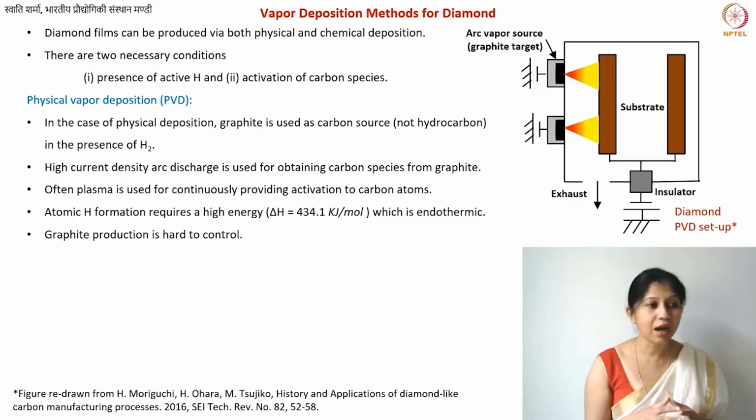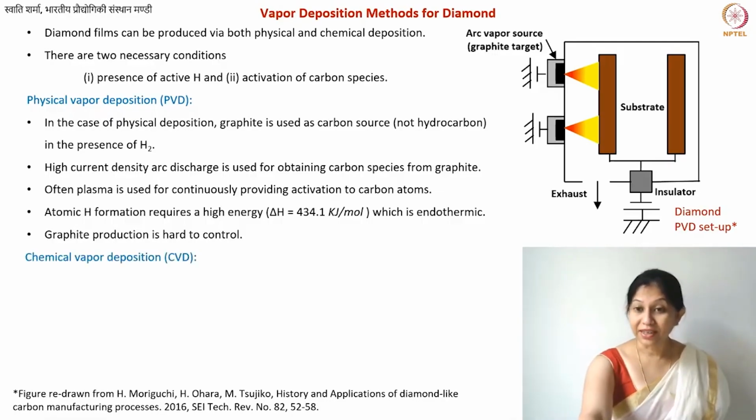The rotation is often done in a lot of sputtering, CVD or evaporation type of methods, so that your entire substrate can get uniform films. Okay. So also then you have an exhaust for the flue gas and so on. So this is a very simple diamond PVD setup that I have shown here. Okay. Now we come to the CVD.